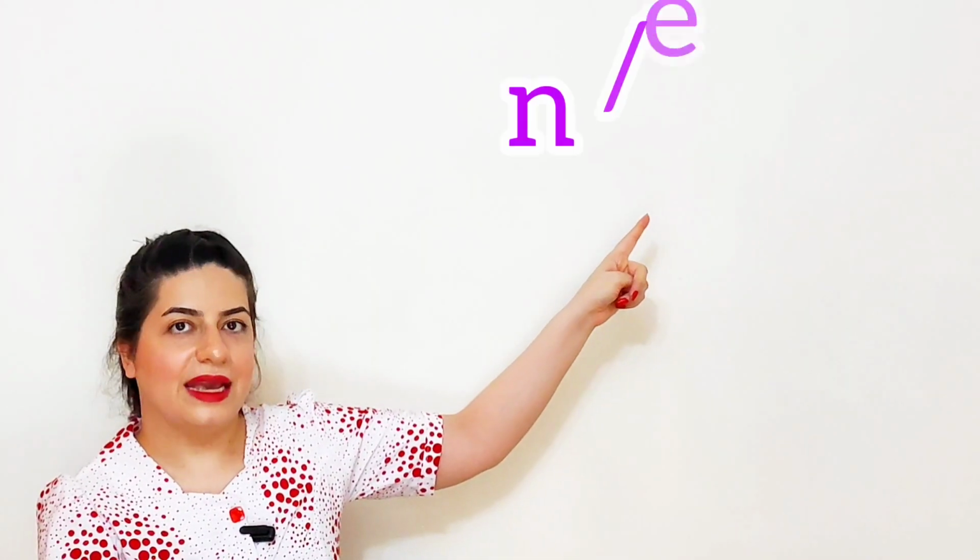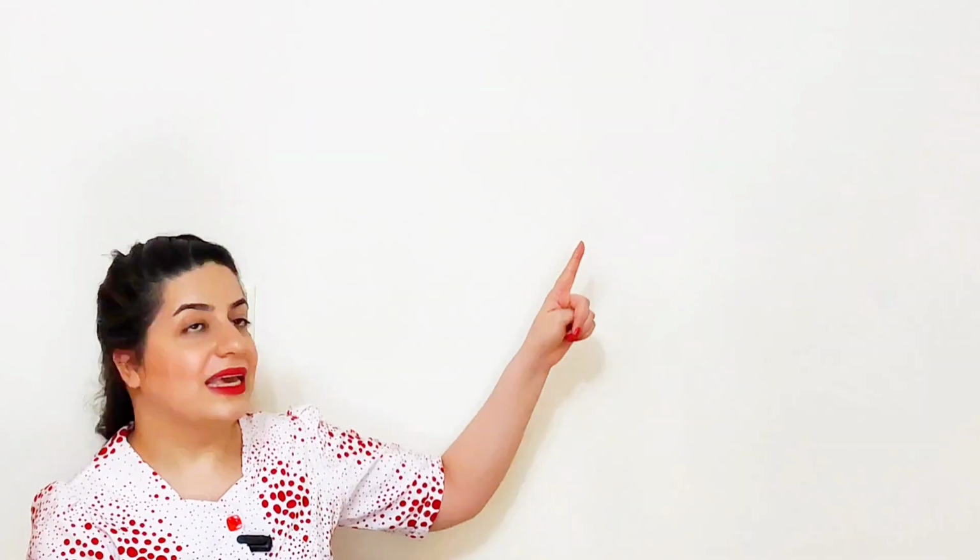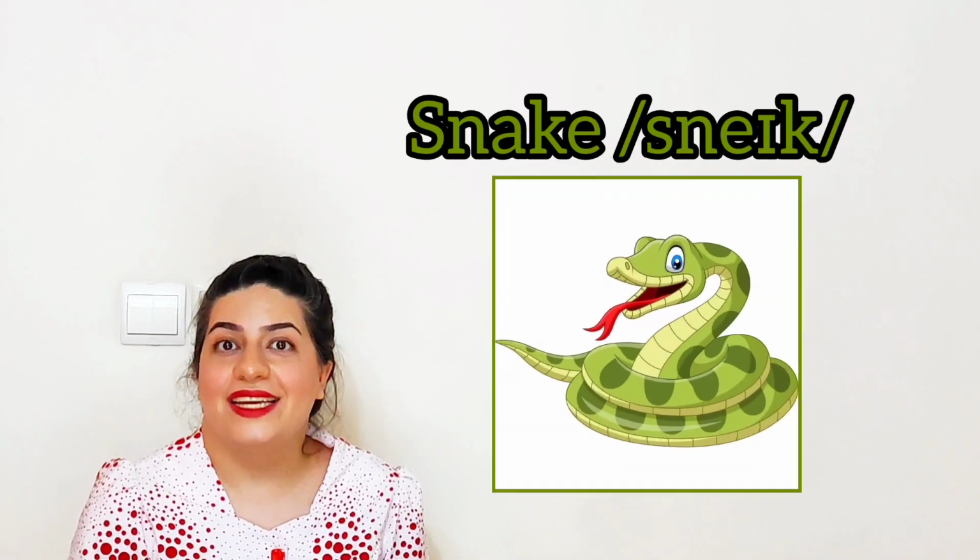N. Such as night. O. For example, orange. P. Such as pen. Q. For instance, queen. R. For example, rabbit. S. A well-known example is snake. T, as in a word, tree.